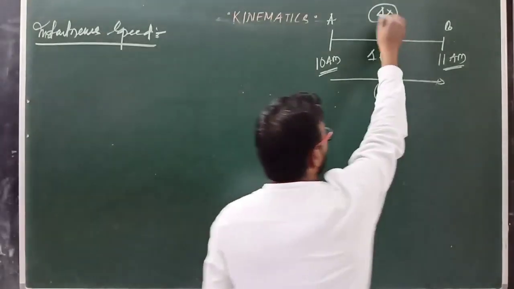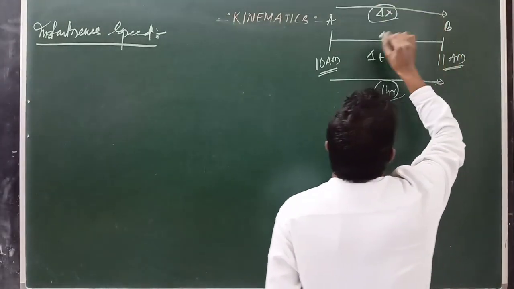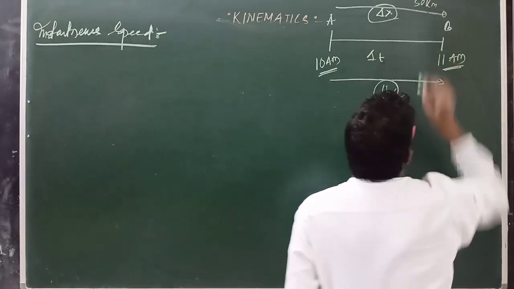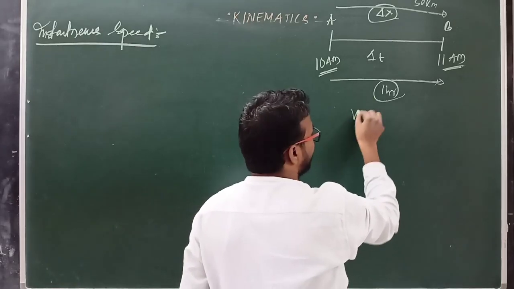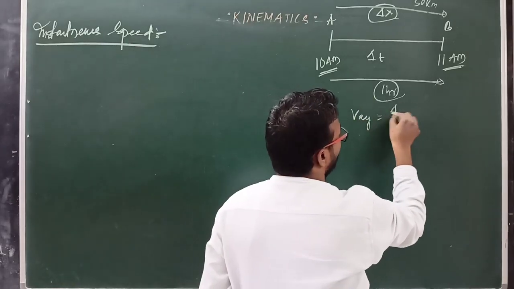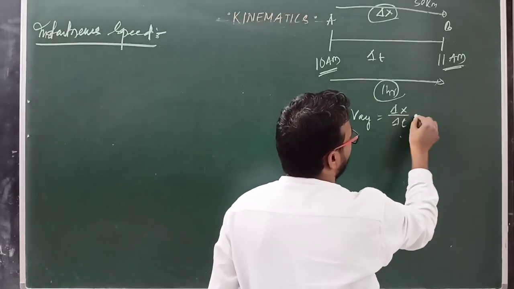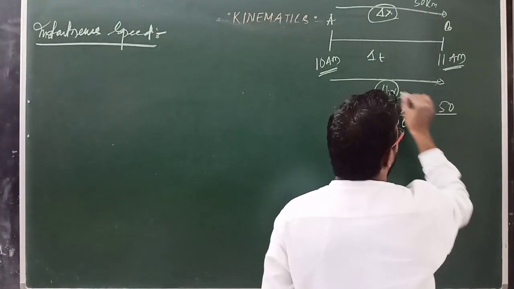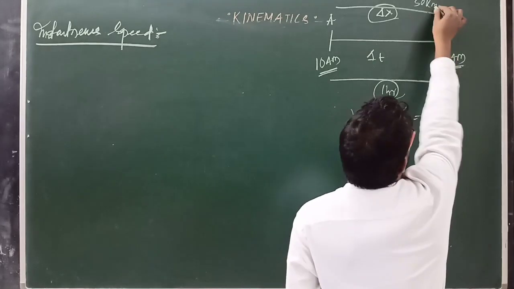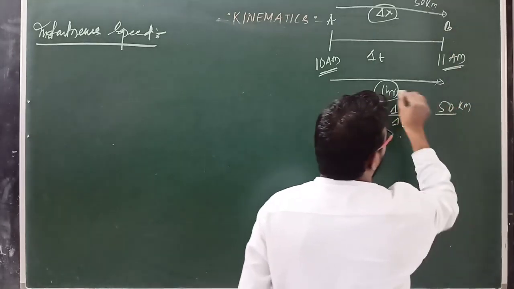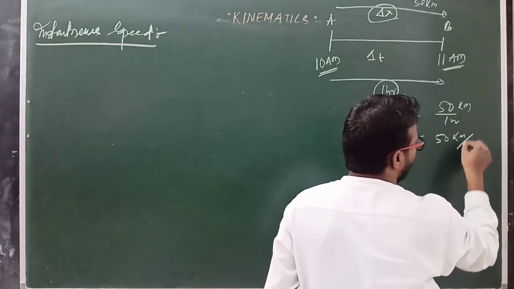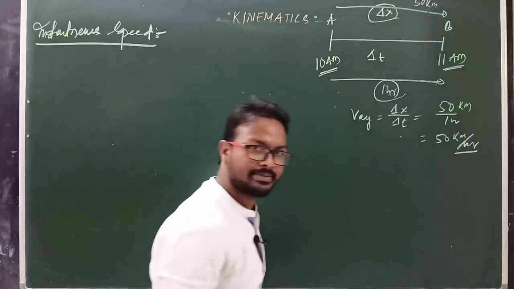Clear? And suppose the total distance I am taking is 50 kilometers. So in this case, average speed v average equals delta x by delta t, total distance by total time. Total distance is 50 kilometers divided by total time, 1 hour, so average speed equals 50 kilometers per hour. This is known as average speed.